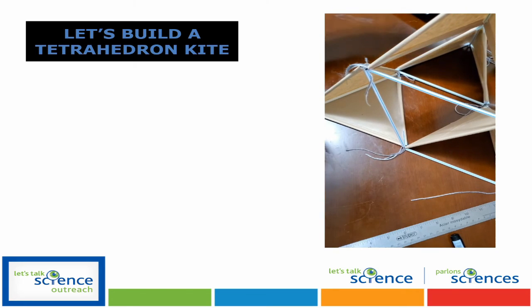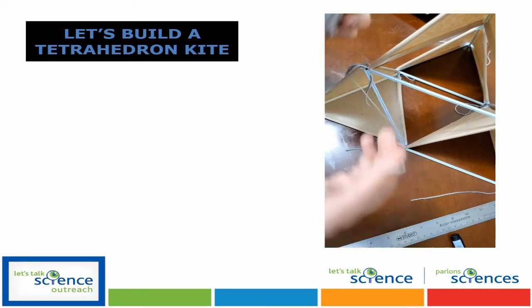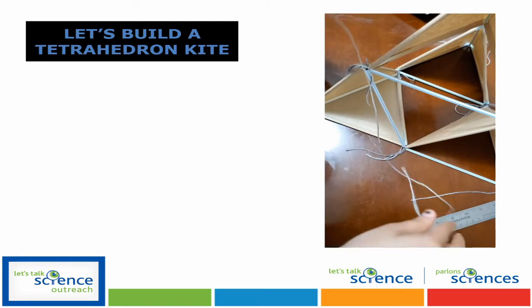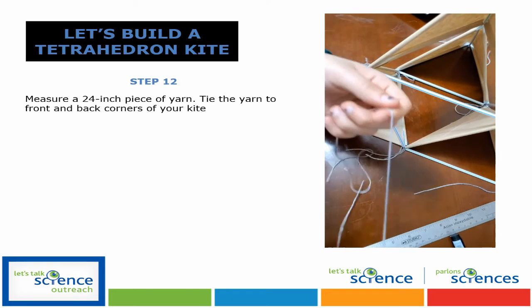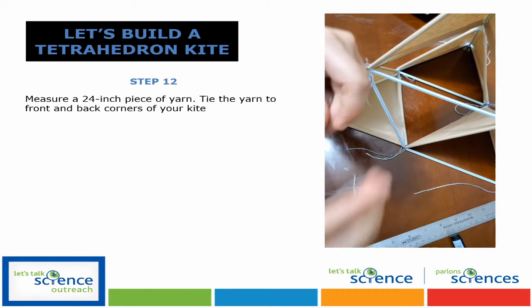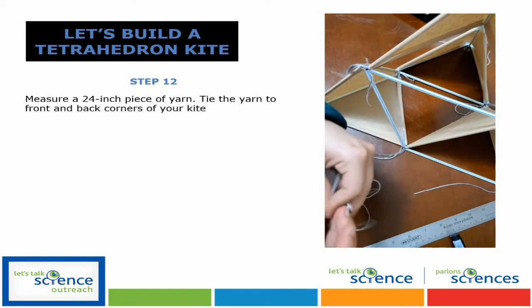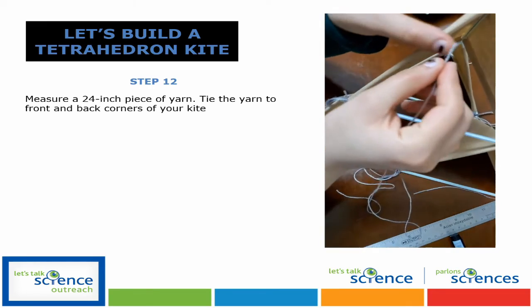We are so close to having a finished kite. The last thing we need to do is attach a string that we can control the kite from. So measure out about a 24-inch piece of yarn. We are going to tie the yarn to the front and back corners of the kite.